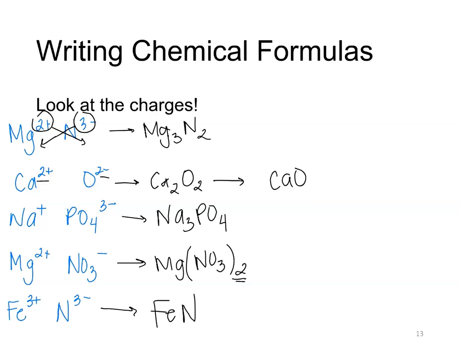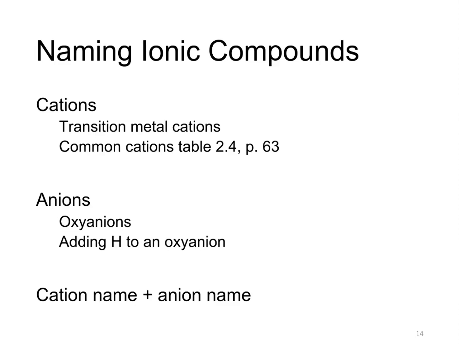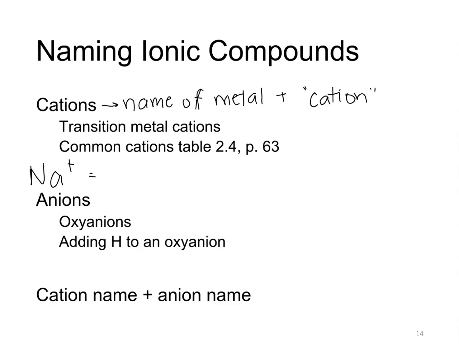So now that we have our chemical formulas, we can start naming. In order to name a compound, we first have to understand how to name each individual type of ion. We're going to start by looking at cations in ionic compounds. When we're naming cations, it's very straightforward. It's literally the name of the metal, because all metals are cations, plus the word cation. So if we were looking at Na+, we would literally call that the sodium cation.